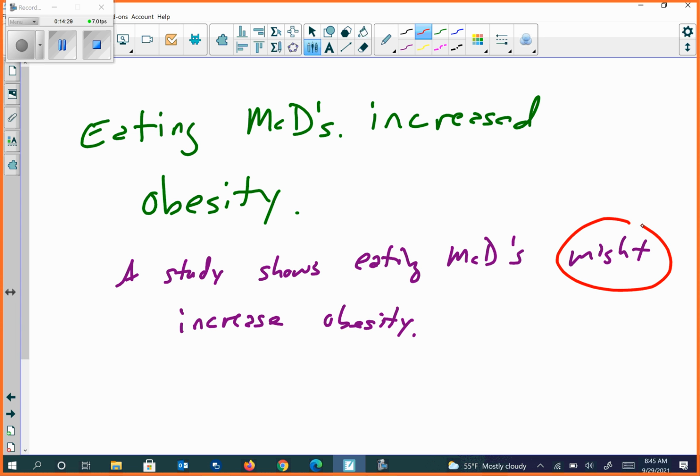So, I wonder. Look at this real clear definition. So, eating McDonald's increased obesity. That's kind of the headline they would maybe throw at you. How to keep it more of a correlation: a study shows eating McDonald's might increase obesity. Okay, and I'm not claiming to be a perfect grammatical person.